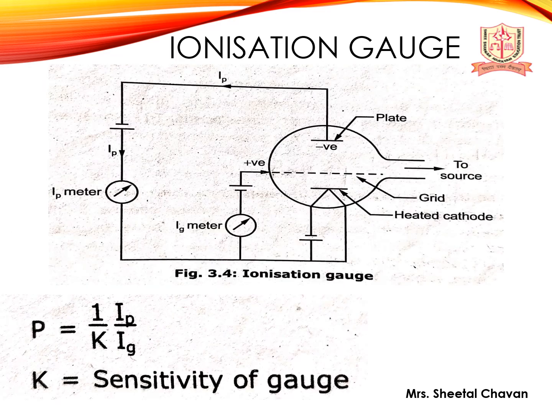So this is the diagram of the ionization gauge, which consists of a triode tube, and the tube is connected to the source whose pressure is to be measured. Now this triode tube consists of a plate, then the grid and the heated cathode. The heated cathode is heated with the help of a battery. The current passing through the grid is Ig, and the current passing through the plate is Ip. So the formula is P equals 1 upon K into Ip upon Ig, where K is the sensitivity of the gauge.